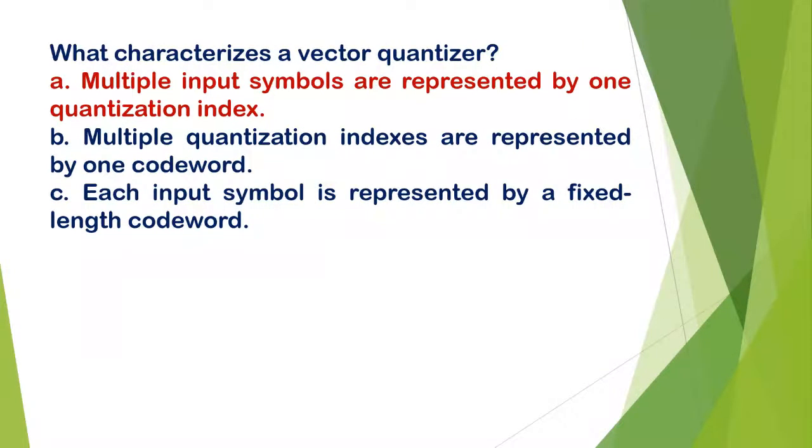What characterizes a vector quantizer? A. Multiple input symbols are represented by one quantization index. B. Multiple quantization indexes are represented by one codeword. C. Each input symbol is represented by a fixed length codeword, and the correct option is A.